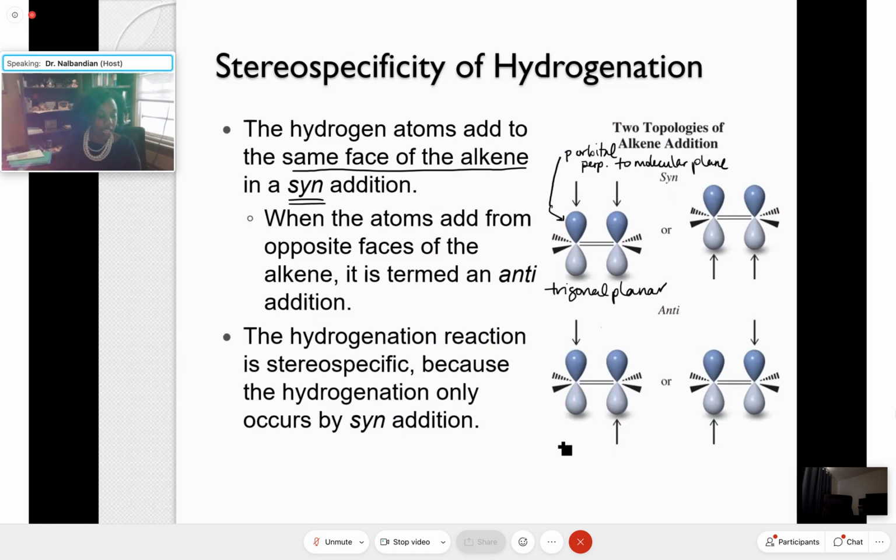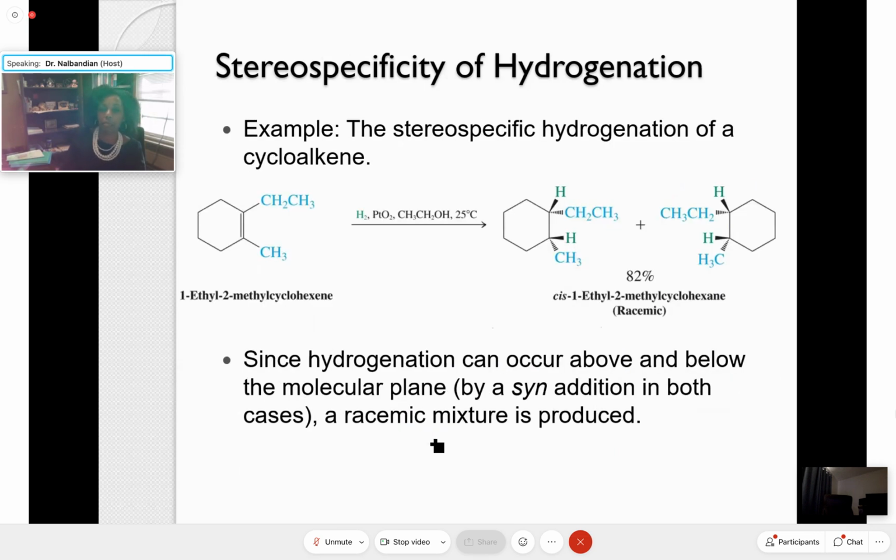So remember I said, stereochemistry matters. This is a part of stereochemistry because this makes the hydrogenation reaction stereospecific. The hydrogenation reaction is stereospecific. The hydrogenation only occurs by the syn addition. So we are only adding both the hydrogens to either the top face of the alkene or the bottom face of the alkene. So we'll learn more about anti-addition, but this is our syn addition.